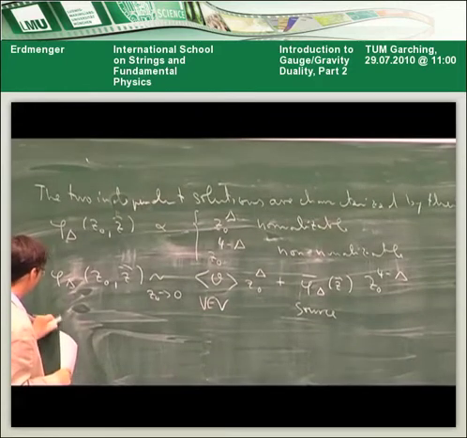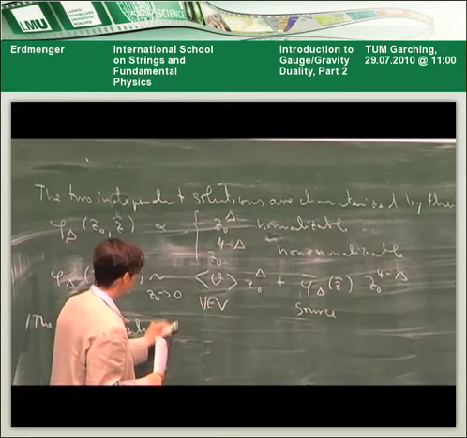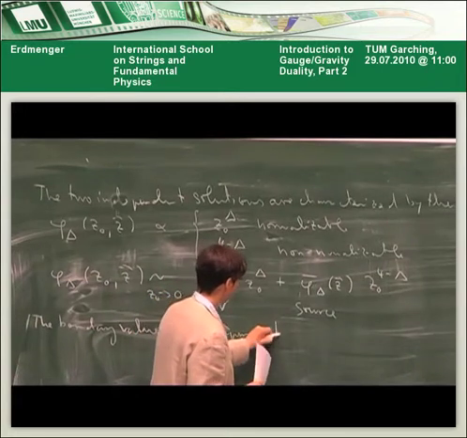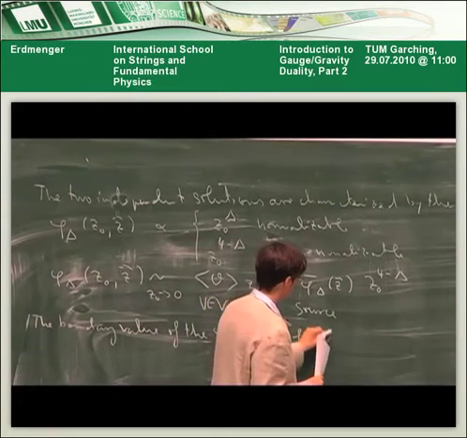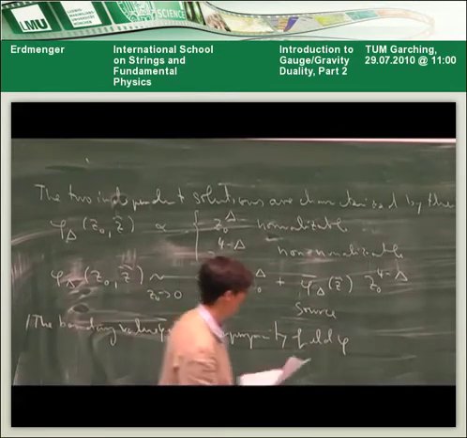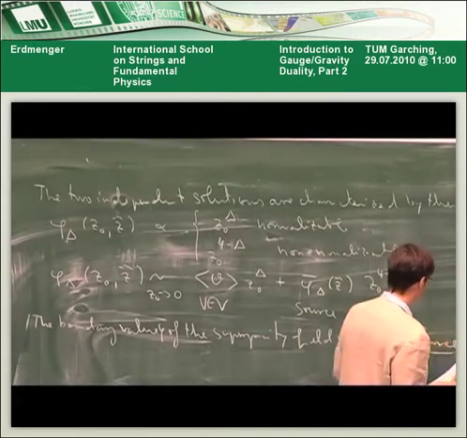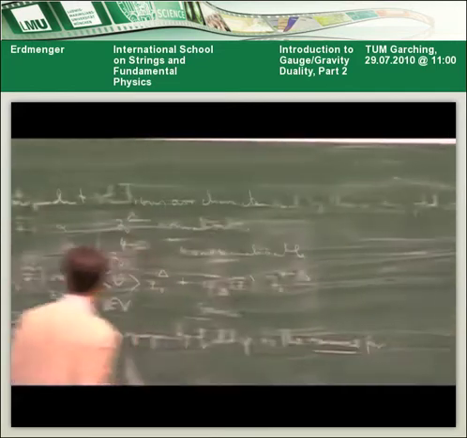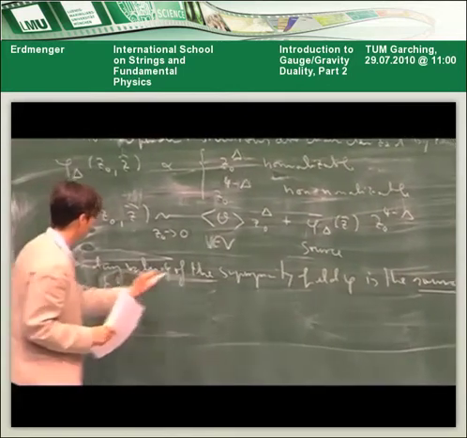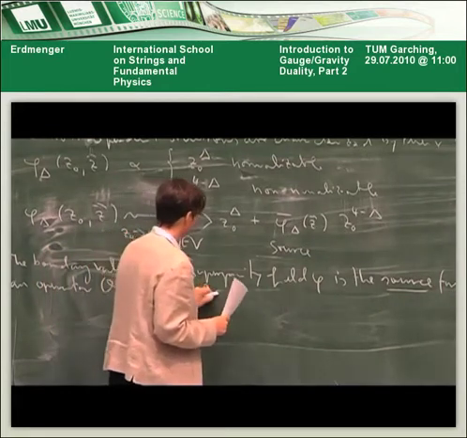So the boundary value of the supergravity field phi, so by boundary value, I mean this phi bar, is the source for an operator O in the dual quantum field theory.